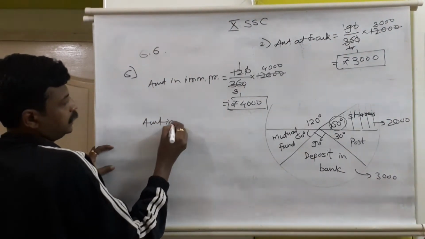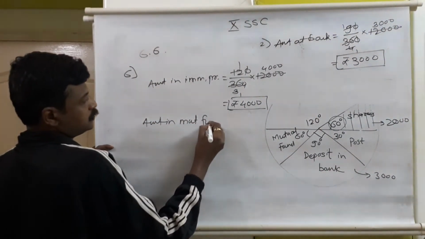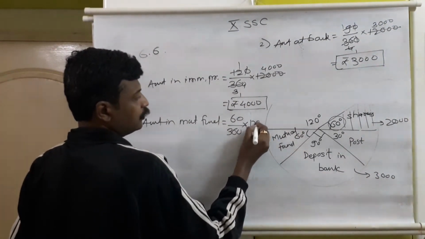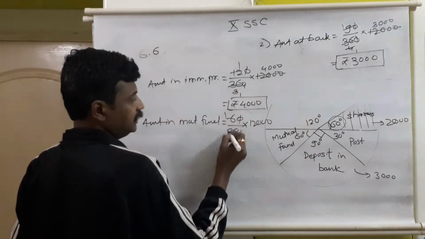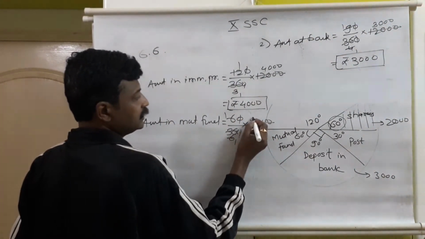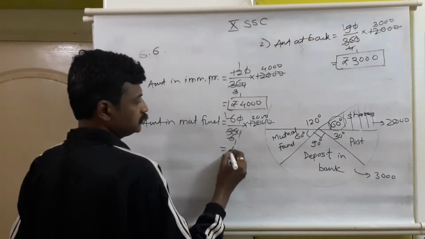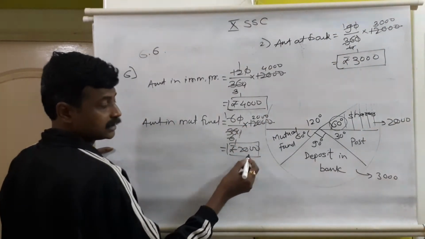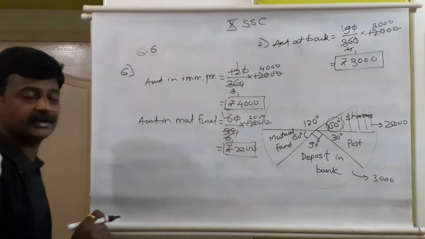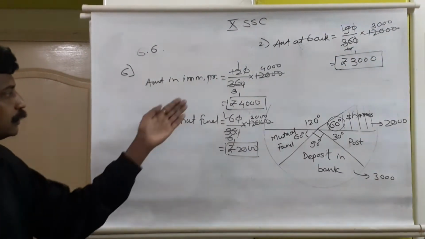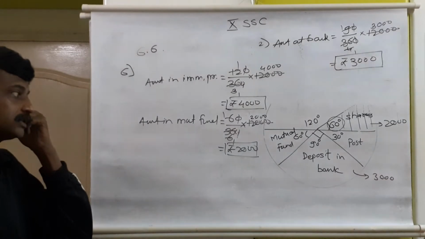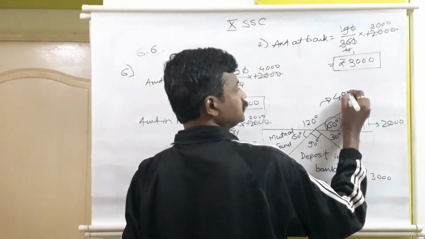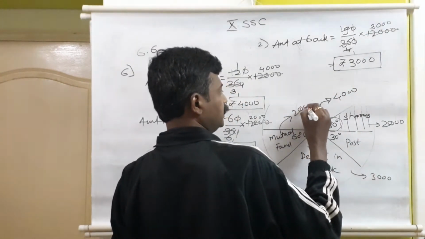Amount in mutual fund is equal to 60 degree. 60 out of 360, then out of 12,000 how much? 0 gets cancelled. 6 6s are, 6 1s are, 6 2s are 12, and this additional 3 zeros, it is rupees 2,000. We can see this amount is double this amount. Same way 60 degree, 120 degree was the relation, 2:1 was the ratio. So in amount also the ratio remains same, 4,000 and 2,000. So in immovable property it is 4,000, and in mutual fund we got 2,000.